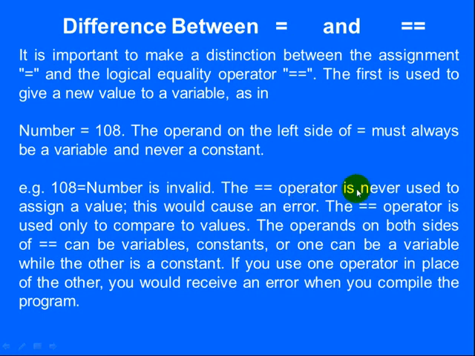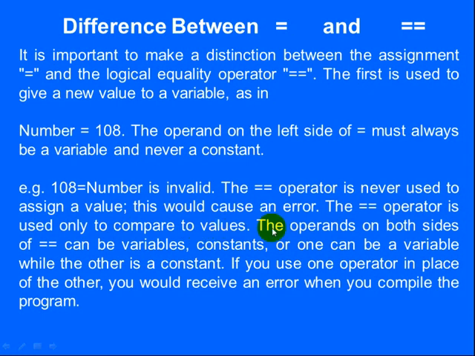The equality operator is never used to assign a value. The purpose of the assignment operator and the equality operator is different. The assignment operator is used to assign a value to a variable, whereas the equality operator is used to check whether the two operands associated with the equality operator are equal to each other or not. So if we use the equality operator to assign a value, then it would cause an error.